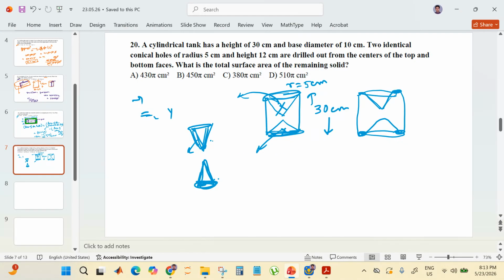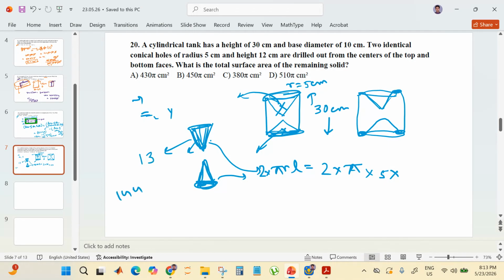What is the slant area of these two parts? It is pi r l. 2 times pi r l will be added. Pi remains pi in options, so do not break pi into 22 by 7. What is r? Base radius is 5. And what is l? l is the slant height. Height is 12 and radius is 5, so slant height is 13.